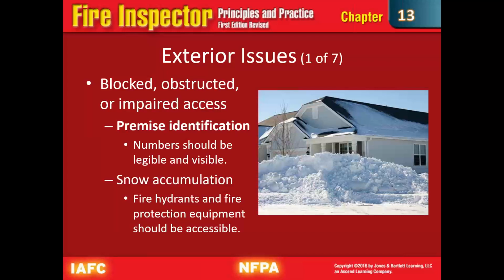Something that helps is premises identification, making sure that the address number is clearly listed in a means that can be read from the apparatus access route. And in Mississippi, it's actually a law where all buildings are supposed to be numbered and listed.